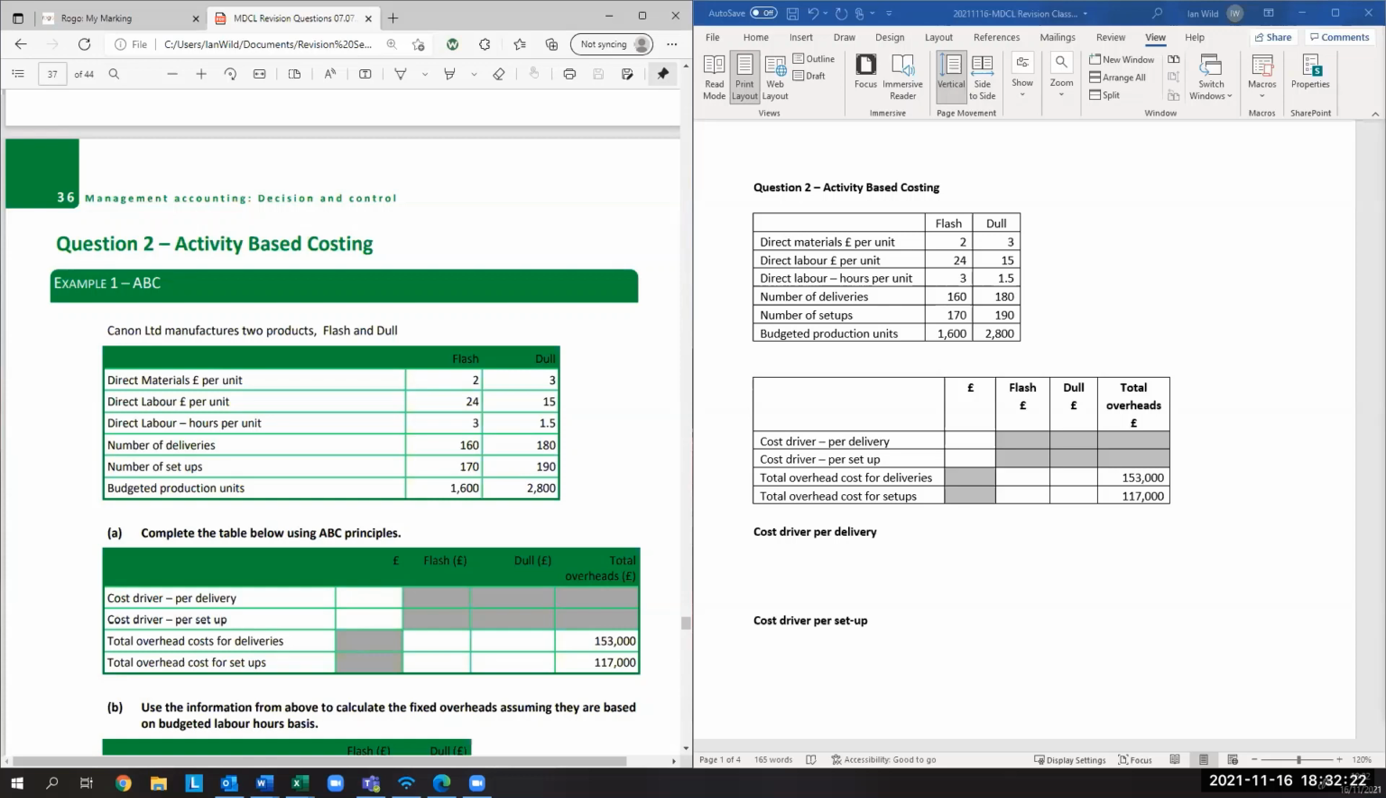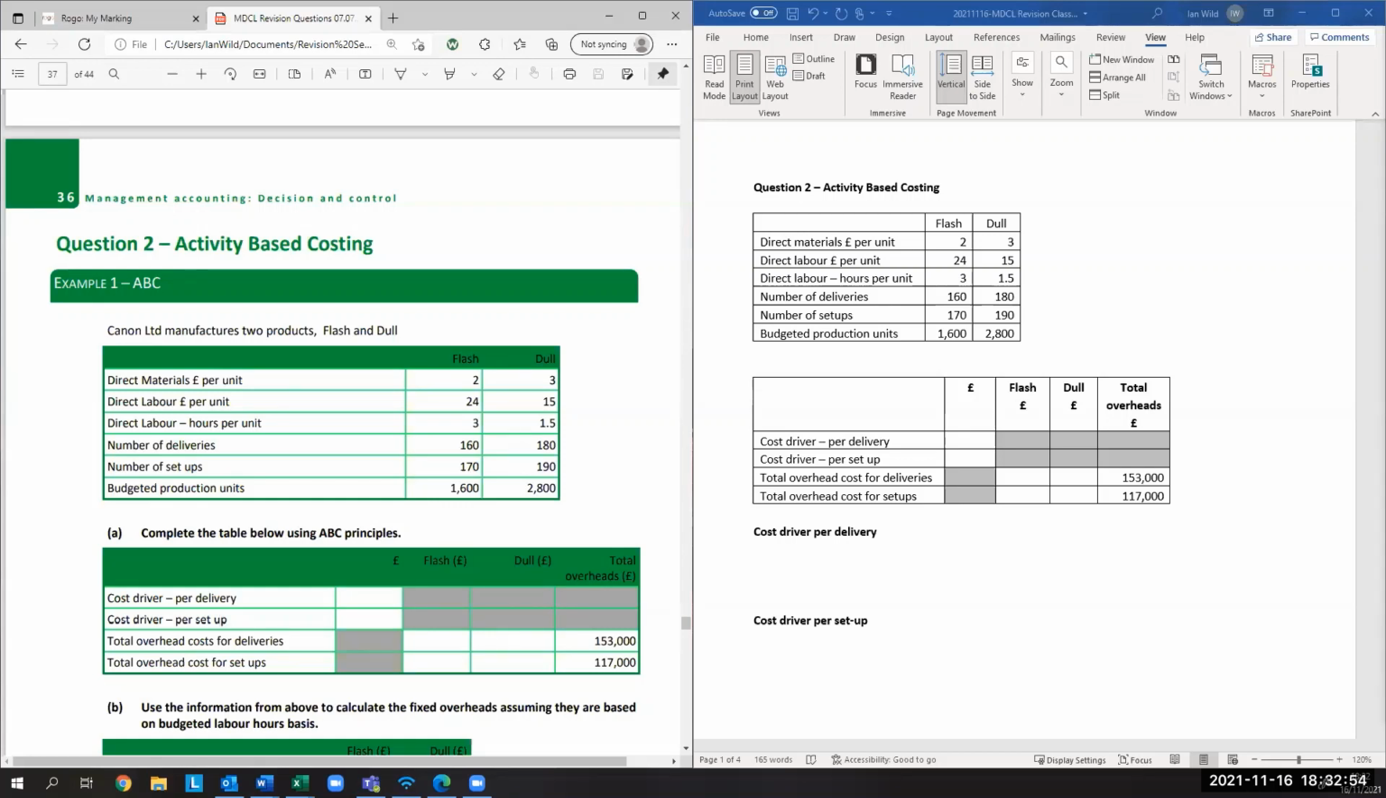Now, the whole idea about activity-based costing is that it's meant to give us a much more accurate method of costing. When we look at absorption costing, every single unit for every department costs exactly the same. For marginal costing, it's the same sort of principle, except we base it around variable costs only to arrive at a contribution, and then we take off the fixed costs in total.